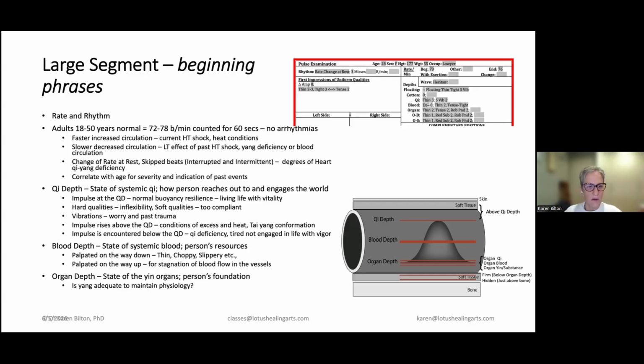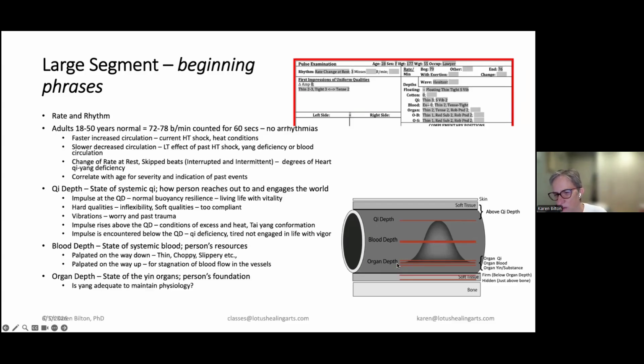All right, now when I was talking about the depths, I was saying that we have 3 depths that we palpate. Now, in this system, there are actually 8 depths. We've got this area above the chi depth that you shouldn't normally feel anything there. Then we've got our chi depth and our blood depth. And then we've got 3 depths to the organ depth.